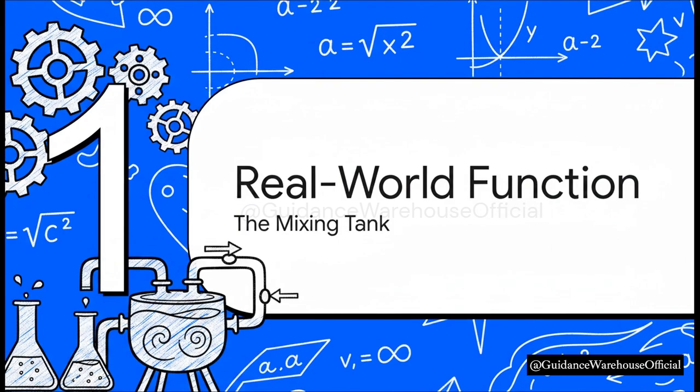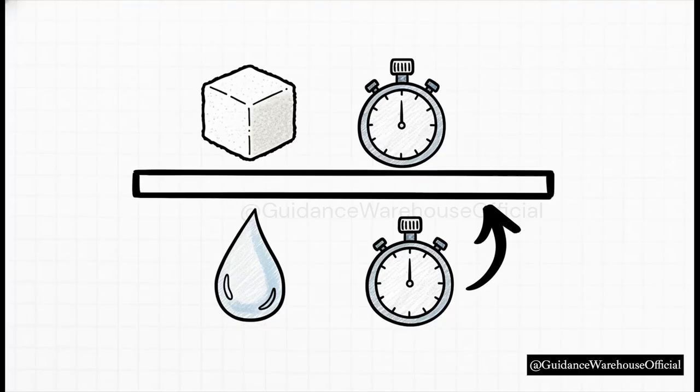All right, let's kick things off with Section 1, the real-world rational function. Let's actually build the algebraic model for our mixing tank problem so we can see what this whole thing looks like on paper. To find the concentration, which we'll just call C of t, we need to divide the total sugar by the total water.